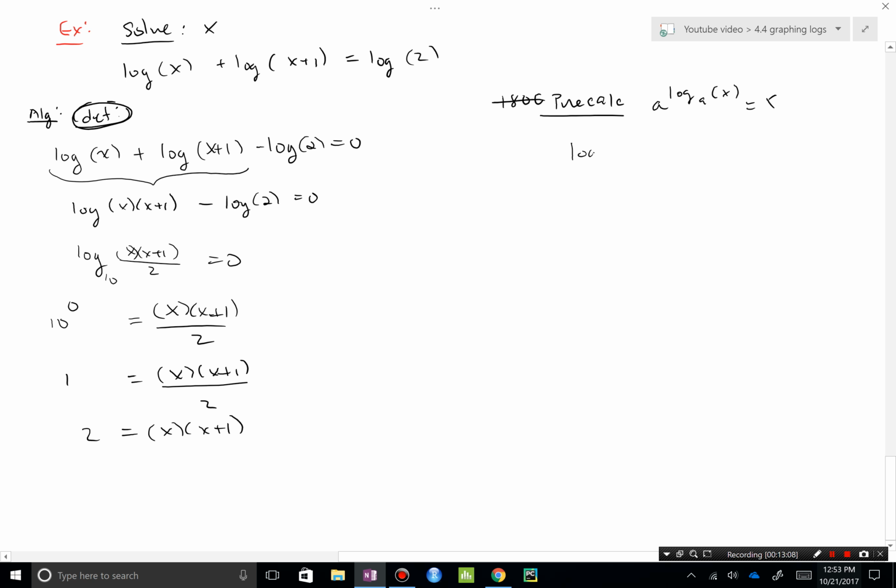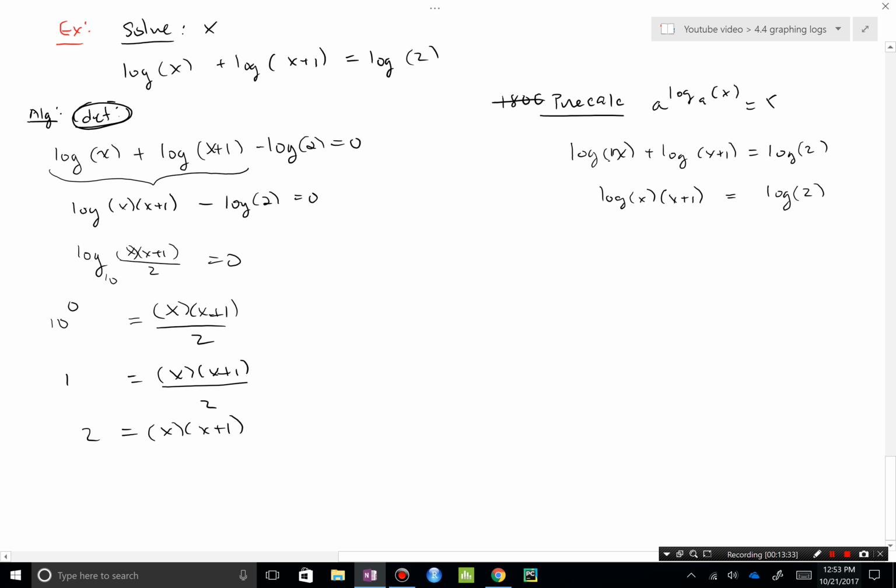Same problem, log base 10 of x plus log base 10 of x plus 1 equals log base 10 of 2. Yes, you still need to consolidate your logs, so that's still very important. You need to have all your logs on one side consolidated. But you notice I'm not going to subtract the other log over.